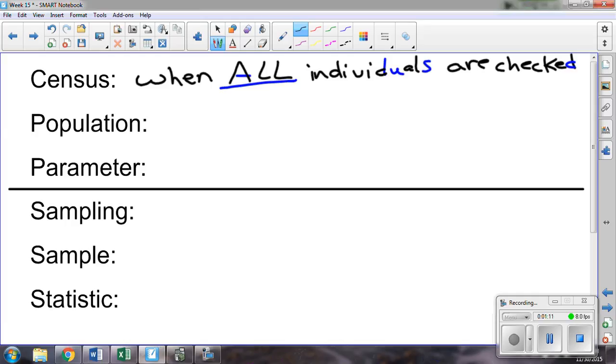Whatever variable we're interested in, that's what we would look at. For instance, if we wanted to know how many points people have against their driver's license, we would have to look at every single person with a driver's license in the entire state to conduct a census. Well, population and parameter are related to a census.